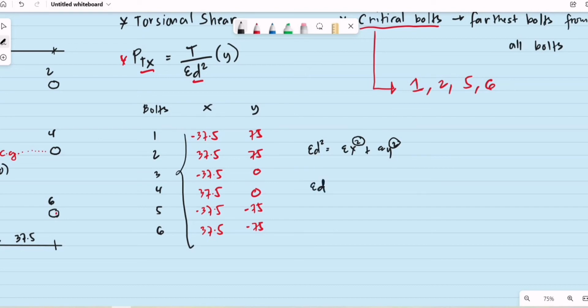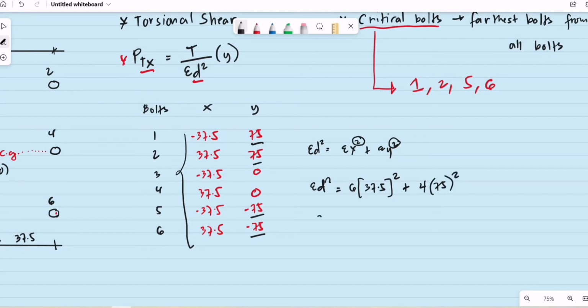Okay, we have the summation of the d squared equal to, so take note, we have 6 bolts, each 37.5 horizontal distance from the center of gravity. It doesn't matter if it is positive or negative, since it will be squared. Then plus how many? 75. We have 75, 75, negative 75, and negative 75. It doesn't matter if it is positive or negative, since it is to be squared. We have 4, so that is 4 times 75 squared.